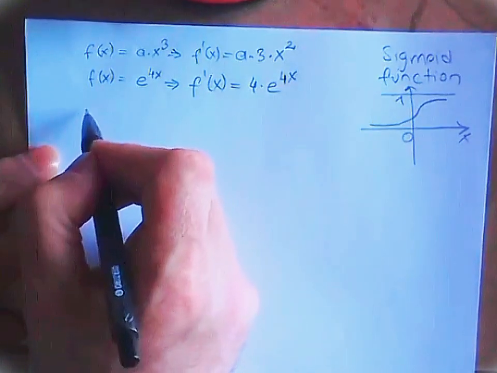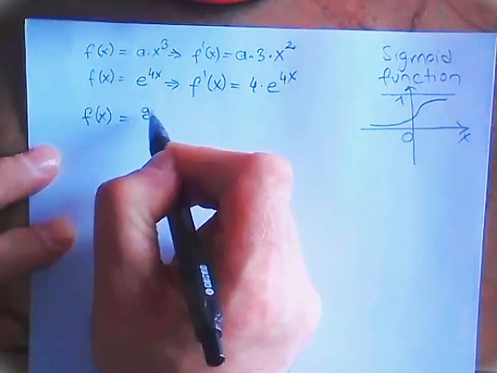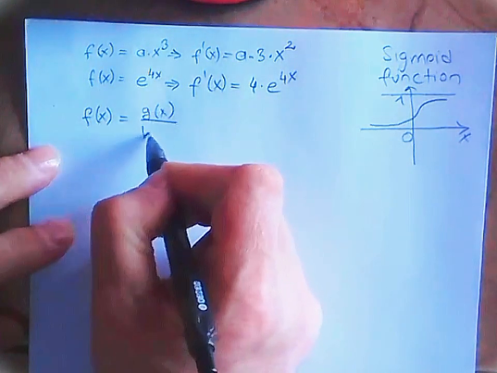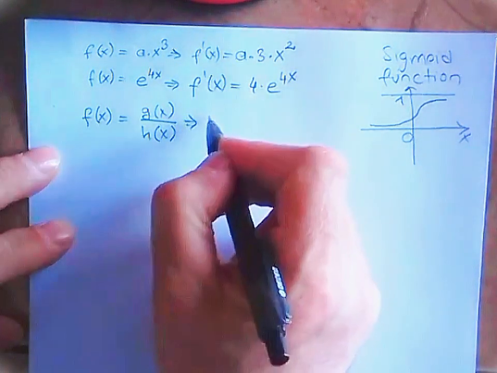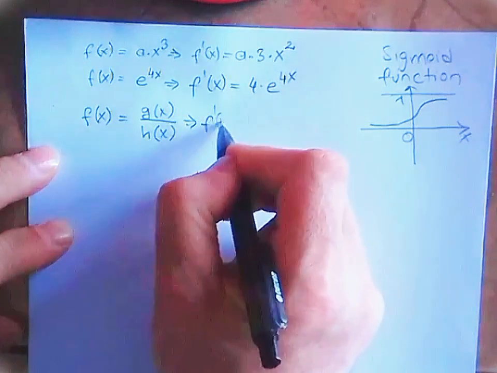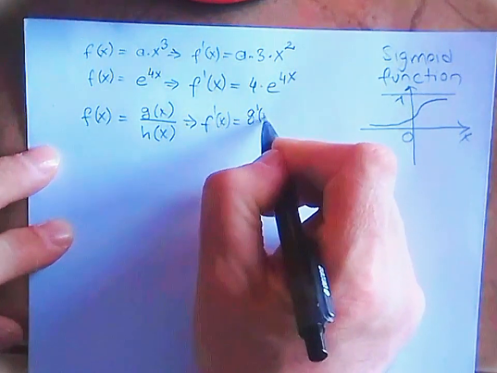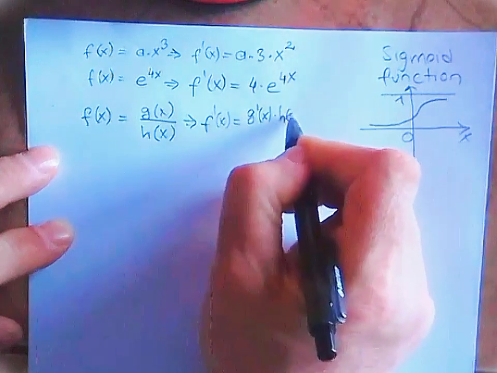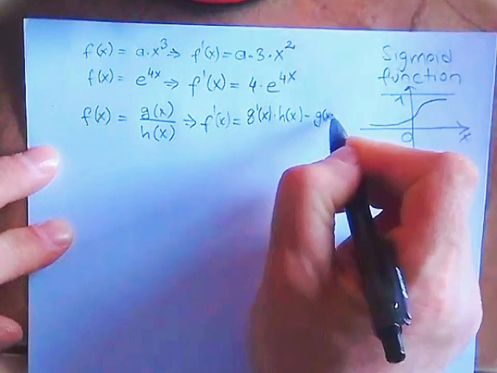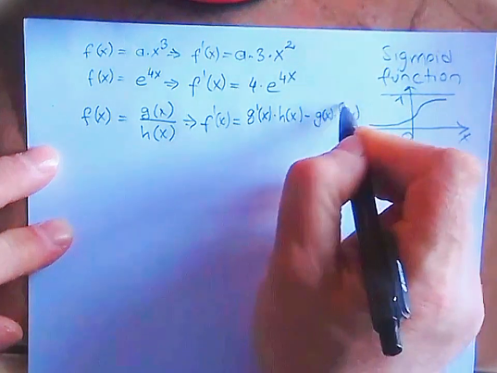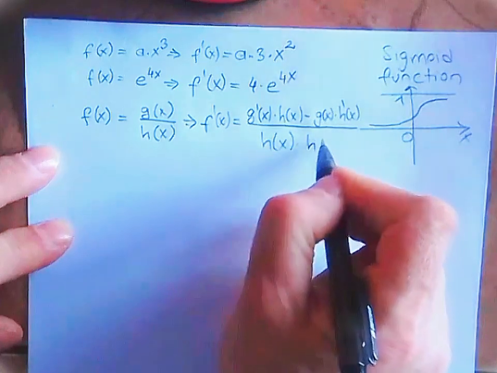And let's show another derivation. Let's say f(x) is equal to another function g(x) divided by another function h(x). Let's say the derivative form of it is equal to g derivative times h(x) minus g(x) times h derivative, divided by h(x) times h(x).